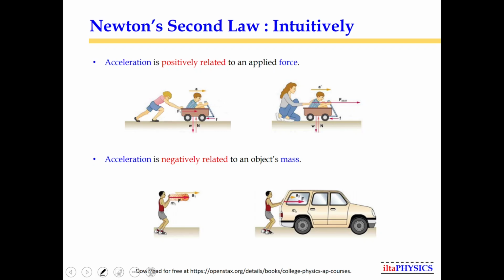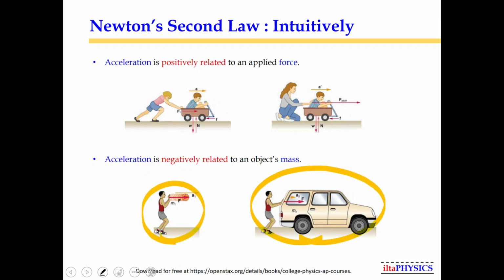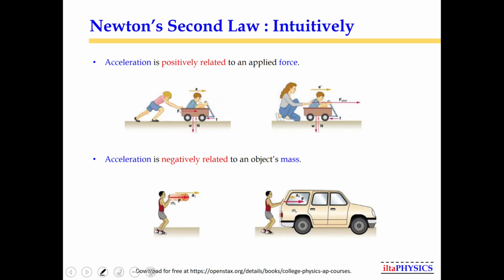Finally, let's think about the relationship between acceleration and mass. If you push a light basketball and a heavy car with the same amount of force, which one speeds up more quickly? Of course, the basketball does. The heavier the object, the smaller the acceleration. So, acceleration is negatively related to mass. That means when you apply the same force, heavier objects have smaller accelerations and lighter objects have larger accelerations. These are all intuitive facts that lead directly to Newton's second law.